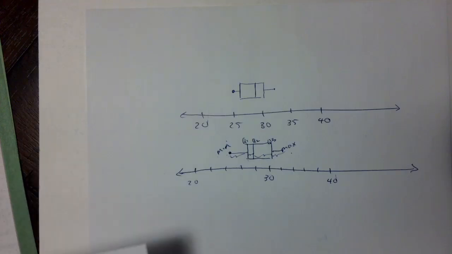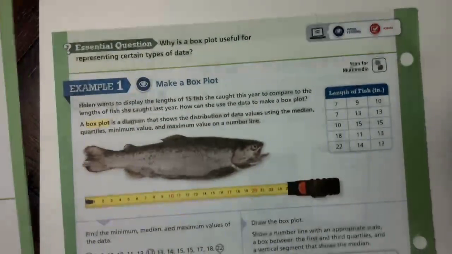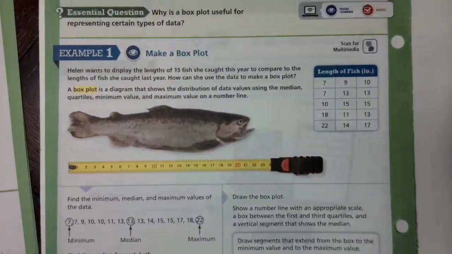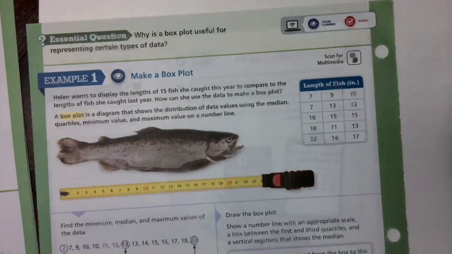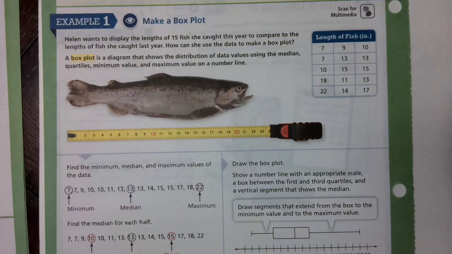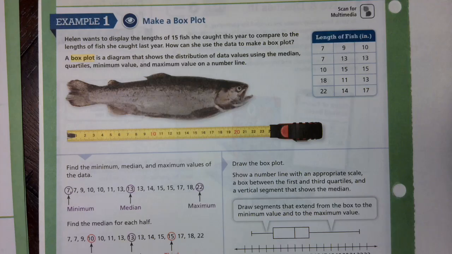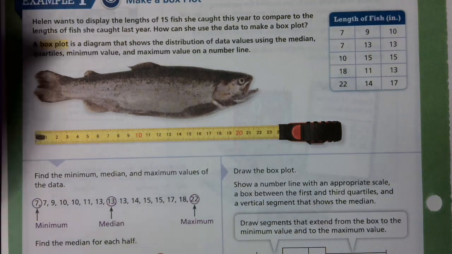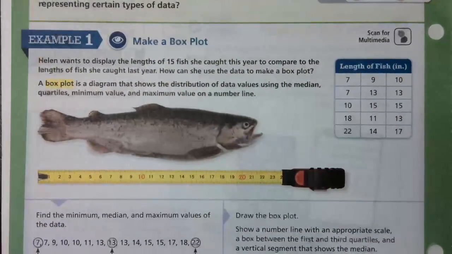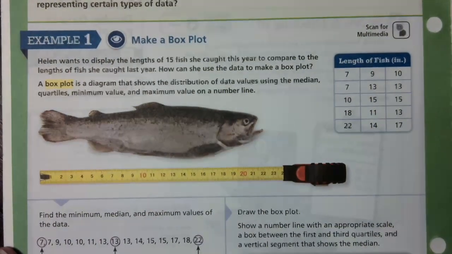Okay, let's put that aside and let's go to example number 1. Keep that laying there where you can see it. Make a box plot. Why is a box plot useful? Because it gives us a picture. Okay, Helen wants to display, let me make that a little bigger now. My hand was too big a while ago, so I had to shrink it. All right, Helen wants to display the lengths of 15 fish she caught this year to compare to the lengths of fish she caught last year. How can she use the data to make a box plot?